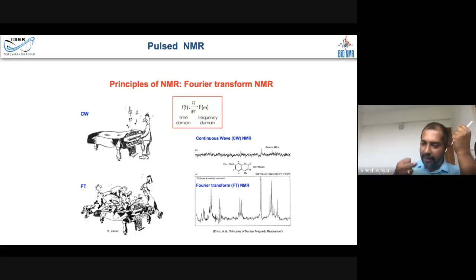Now Fourier transform NMR, or pulsed Fourier transform NMR, helps to alleviate this, because when you are applying a pulse, this is a step function in the time domain. But if you do a Fourier transform of a step function, what you see is a sinc function. Sinc function would mean that there is a large number of frequencies that are getting excited. And it is one shot. It's like one shot, and you excite every resonance in your signal.